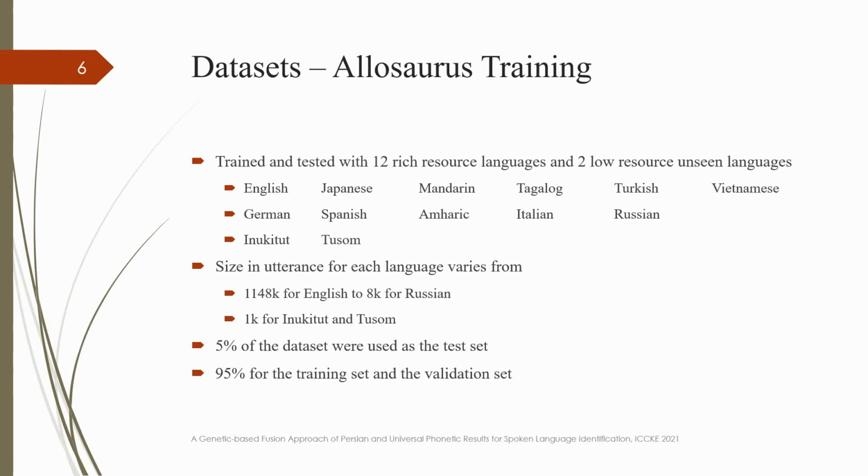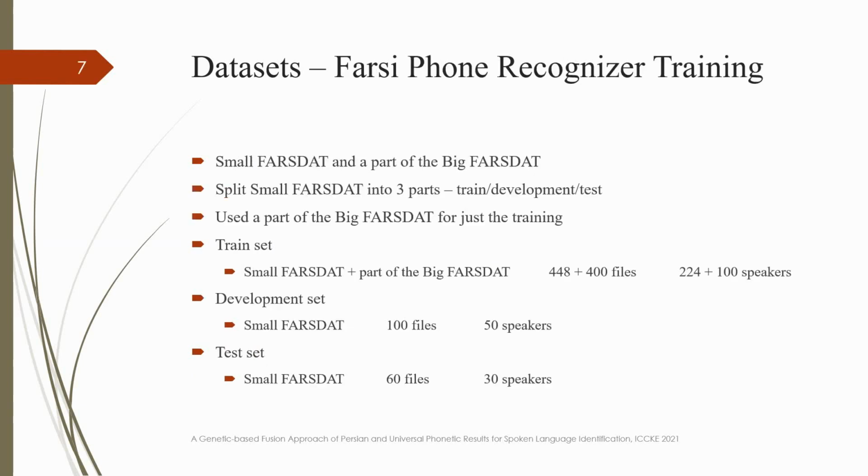The second dataset is the one that the authors of the Allosaurus paper used to train their universal phone recognizer, which we use as a phone recognizer for one of our phonetic systems. In their paper, they mentioned that they trained and tested their phone recognizer with 12 rich resource and 2 low resource languages, which are listed in the table. They also mentioned that they used 95% of the data for the training and validation set, and the other 5% was used as the test set.